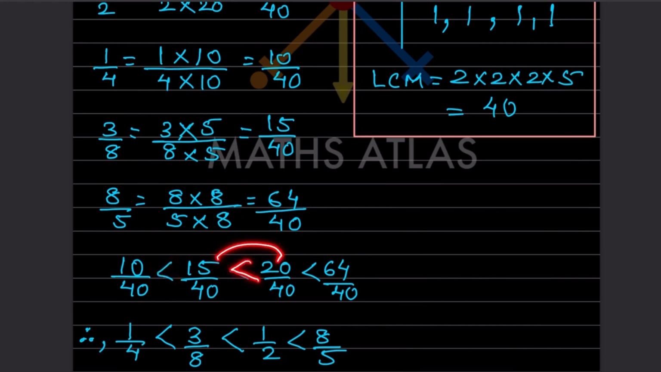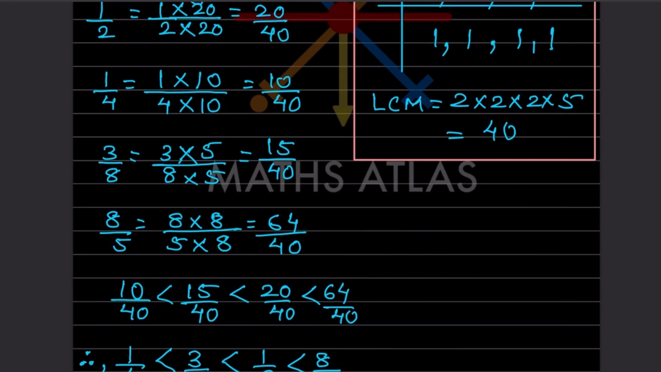Same here. And this is not done, but you have to write 10 by 40, which means 1 by 4. So this should be here. Again here, this 15 by 40 means this is 3 by 8, so you have to write it over here. 20 by 40, this is 1 by 2, so it is going to be here, and so on.